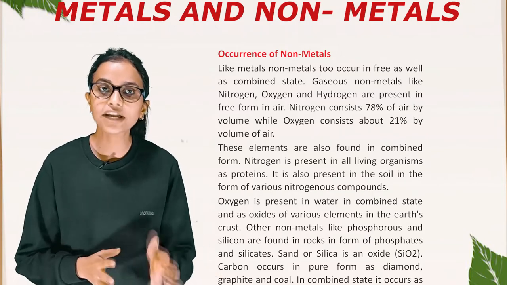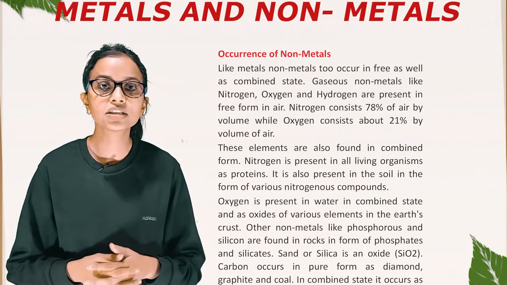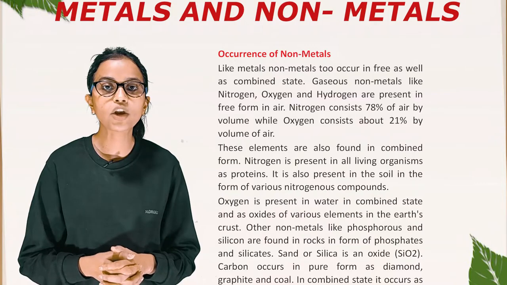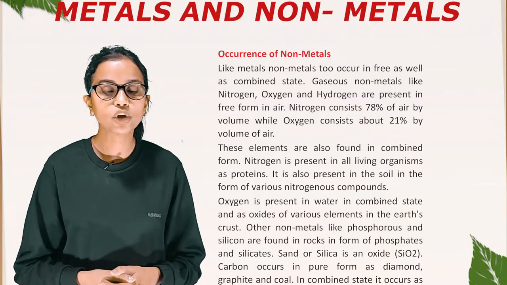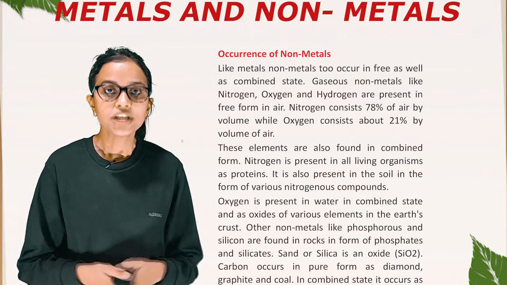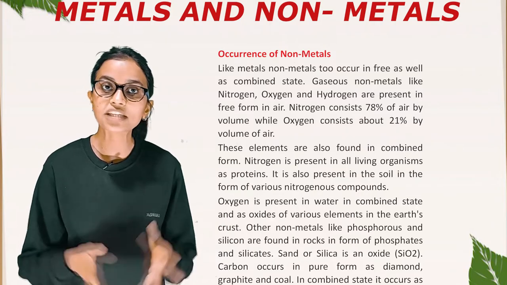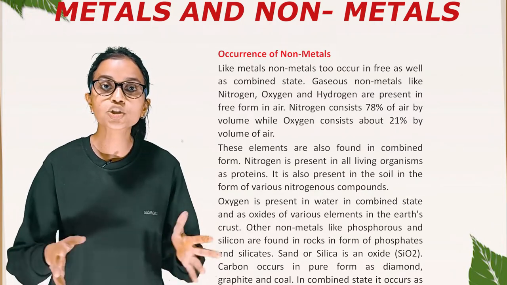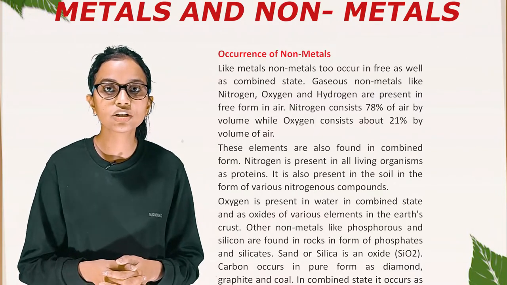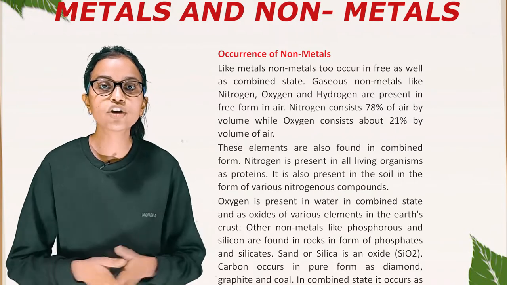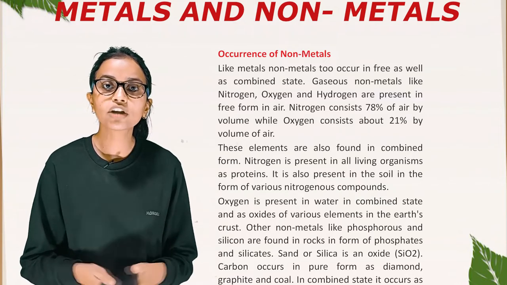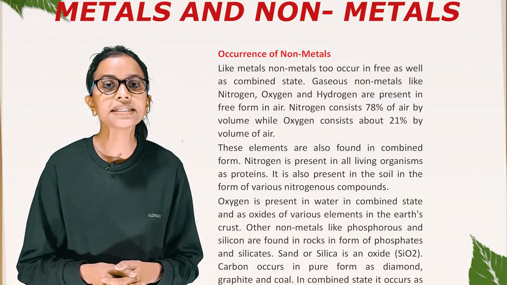Occurrence of non-metals. Like metals, non-metals occur in free as well as combined state. Gaseous non-metals like nitrogen, oxygen and hydrogen are present in free form in air. Nitrogen consists of 78% of air by volume, while oxygen consists of about 21% by volume of air. These elements are also found in combined form. Nitrogen is present in all living organisms as proteins. It is also present in the soil in the form of various nitrogenous compounds. Oxygen is present in water in combined state and as oxides of various elements in the earth's crust. Other non-metals like phosphorus and silicon are found in rocks in the form of phosphates and silicates.